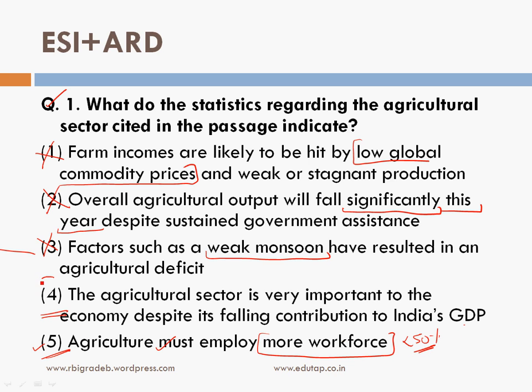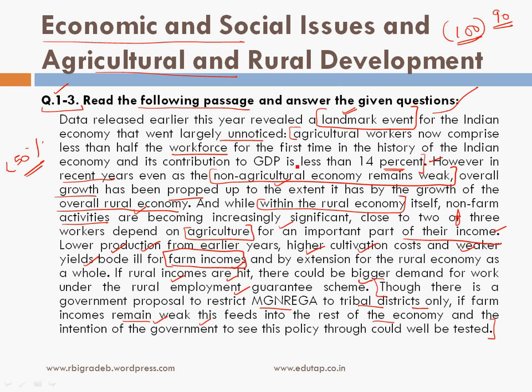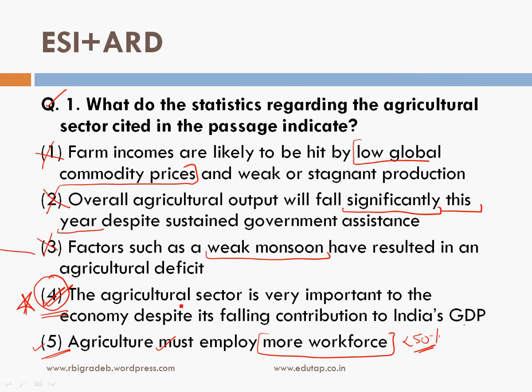Fine. Come to this option. Agricultural sector is very important to the economy despite its falling contribution to India's GDP. This is the correct option. Why? See here. Despite the non-agricultural economy remaining weak, the overall growth has been propped up by the growth of the overall rural economy. And within the rural economy, although the non-farm activities are becoming increasingly significant, still 2 out of 3 workers depend on agriculture. So these two statements justify this point that the agricultural sector is important to the economy despite its falling contribution to India's GDP. So this is the correct answer.